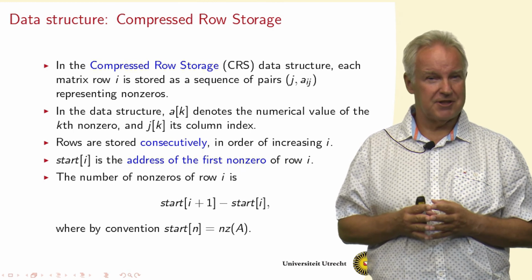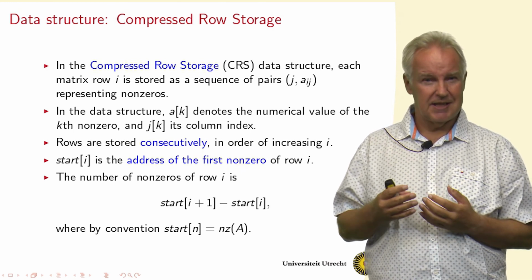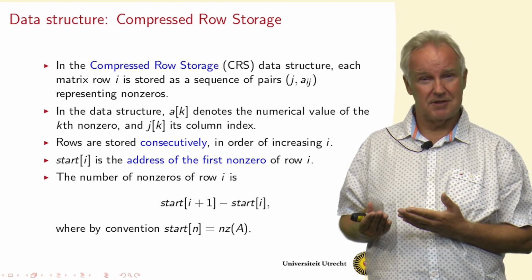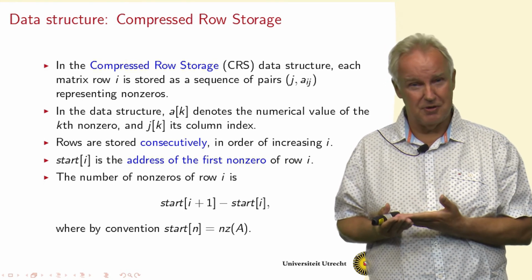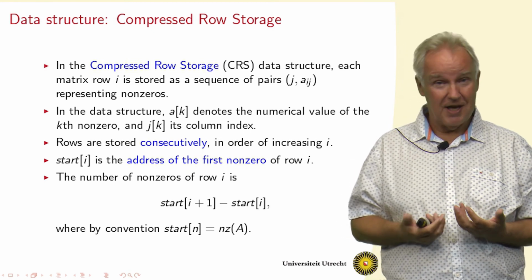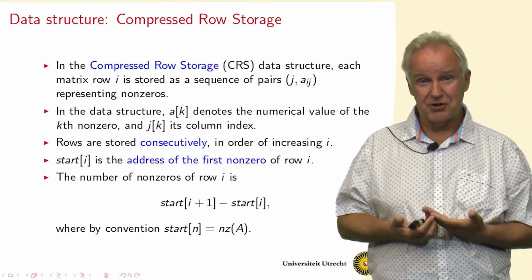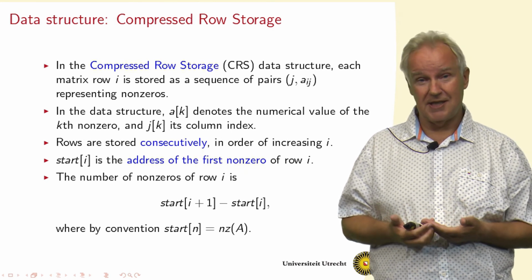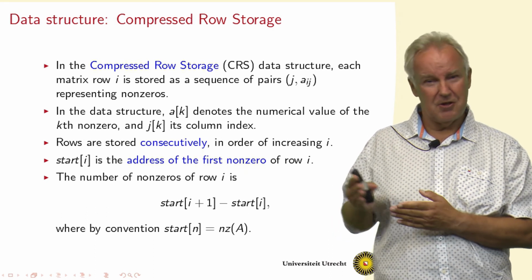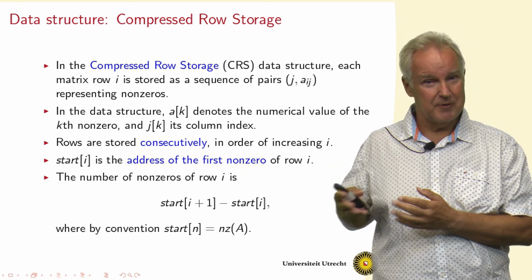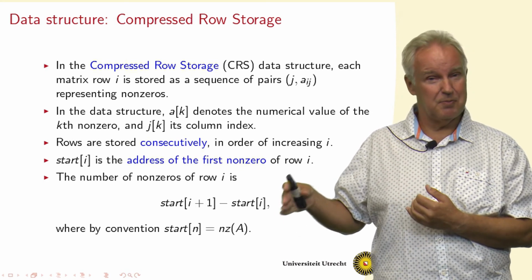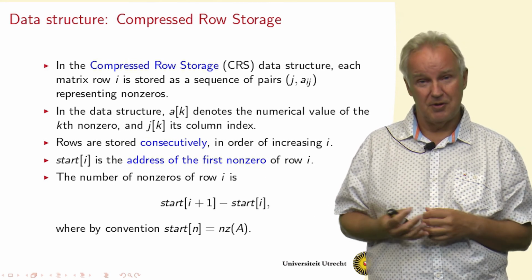So we have an array start, which says start[i] is the index, the address, of the first element of row i, the first non-zero of row i. So if you want to know how big row i is, how many non-zeros there are, you just compute start[i+1] minus start[i]. It's the start of the next row minus start[i]. And for convenience, also to be able to handle the last row, we just define the start of n to be the number of non-zeros of the whole matrix.